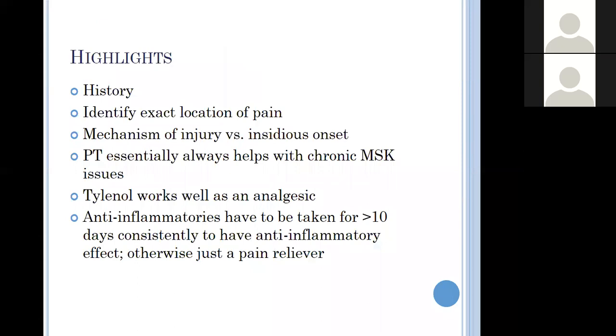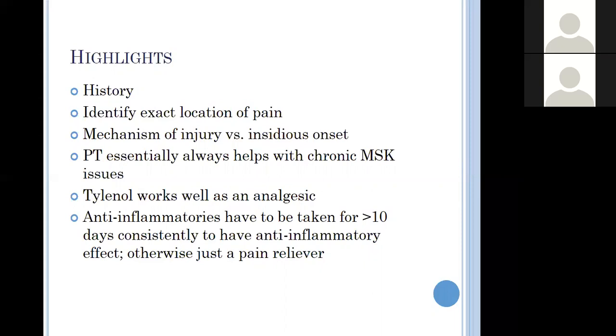So in review, history is most important. You can usually make most diagnoses, like 85% of the time at least, just by the history alone. Identifying the exact location of pain is helpful. I usually tell patients to point with one finger where it hurts the most, because that really dials it in, because a lot of people go, my knee hurts, and so then you think patellofemoral pain because they do this. If they can really point to one spot, that's really helpful for you to guide treatment. Their mechanism of injury versus just an insidious slow onset is helpful to delineate as far as your differential.